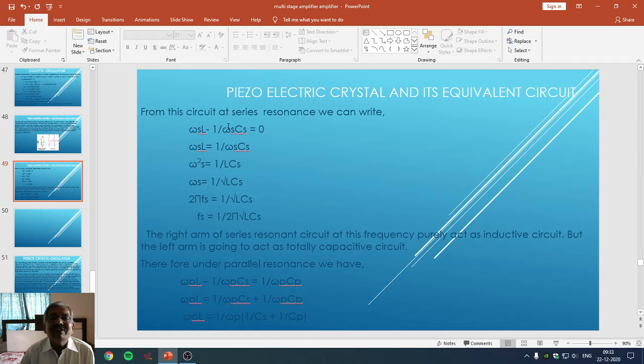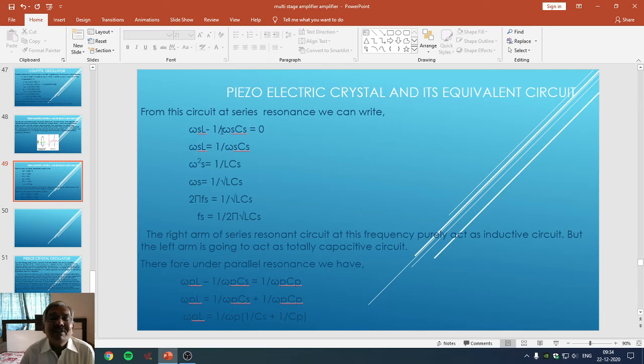From this circuit, at series resonance, we have considered the left part of that particular equivalent circuit, and that is going to be considered for the series resonating concept. For a series resonance concept, we know that its impedance becomes 0. The impedance of that particular circuitry is omega S L minus 1 upon omega S into CS. S for series, try to remember. That's equal to 0. So this is the impedance of the LCR series resonance circuit.